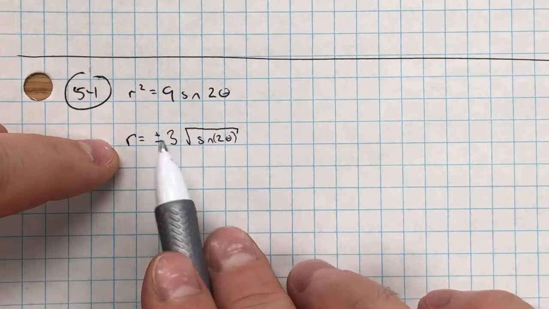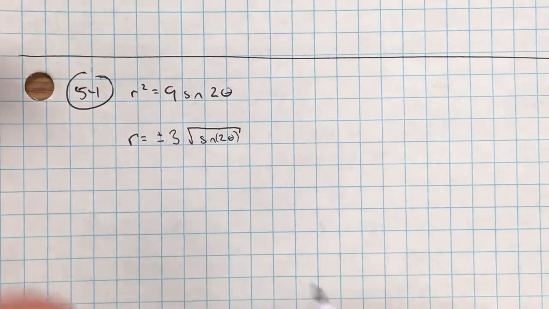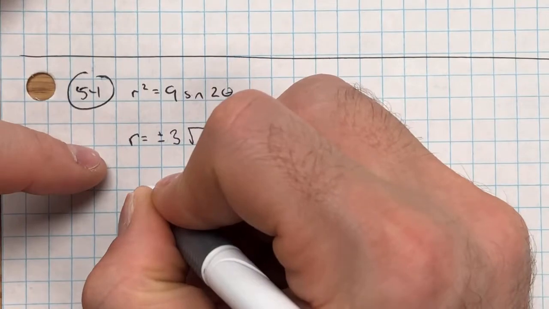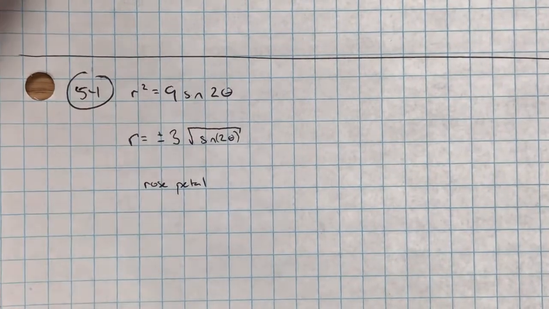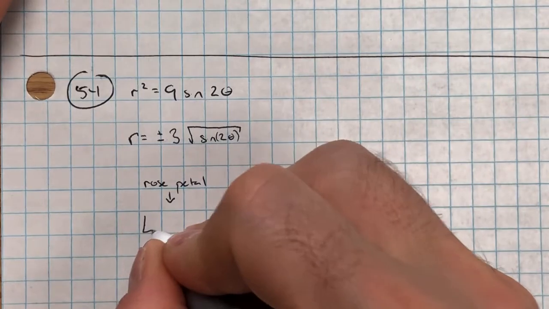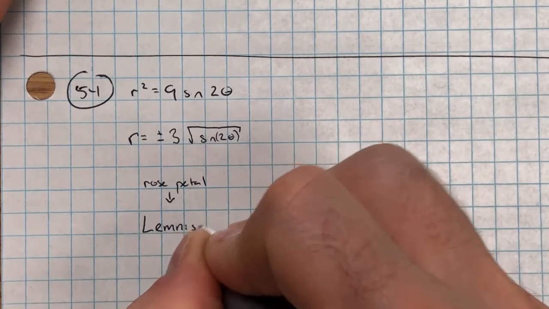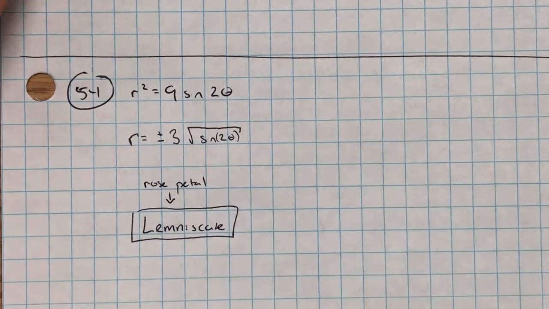The next thing, there is no plus or minus, so this is not a limacone. This is going to be a rose petal graph. So first off, I know this is a rose petal. But because I'm dealing with the square root sign, it's not just any old rose petal graph, it's a lemniscate, which is going to be, so that's the type of graph that we're dealing with.